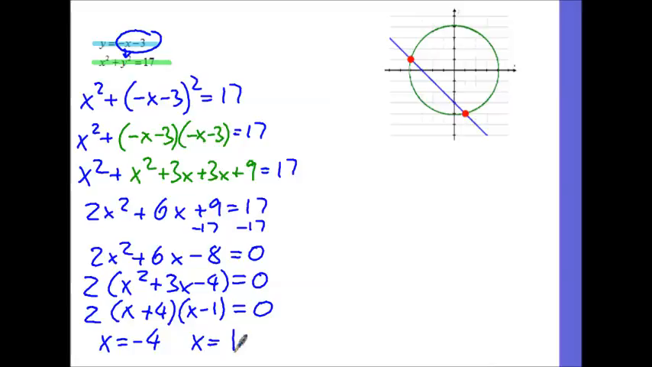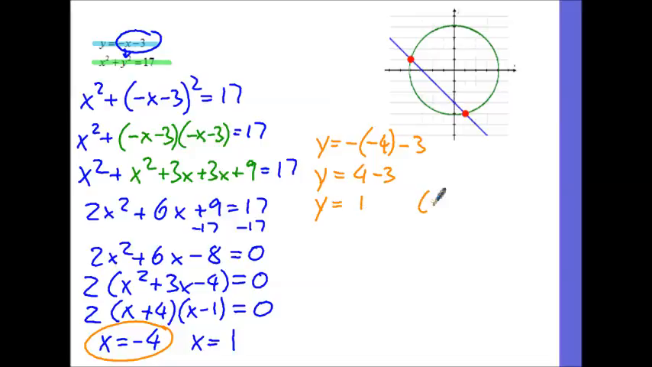All right then, let's find our y-coordinates. If we plug in -4 for x into our top equation, we get y is equal to the negative of -4 minus 3. In other words, y is equal to 4 minus 3. That means y is equal to 1, leaving us with the coordinates -4 for x and 1 for y. And that is this point up here.